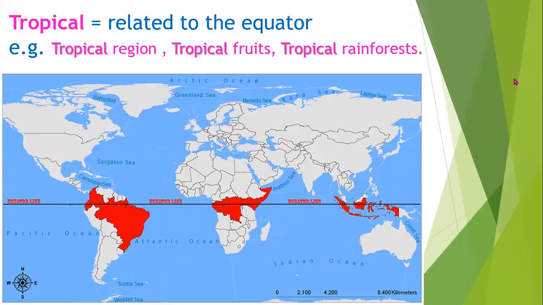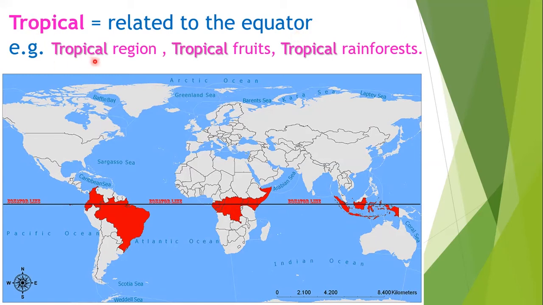By the way, I must mention a very important word, which is tropical. The word tropical means something which is related to the equator. You know the equator. You have studied the equator in social studies. The equator is the line of latitude in the middle of the Earth. So any place or region, any country, for example, that lies in the equator region, I call it tropical.